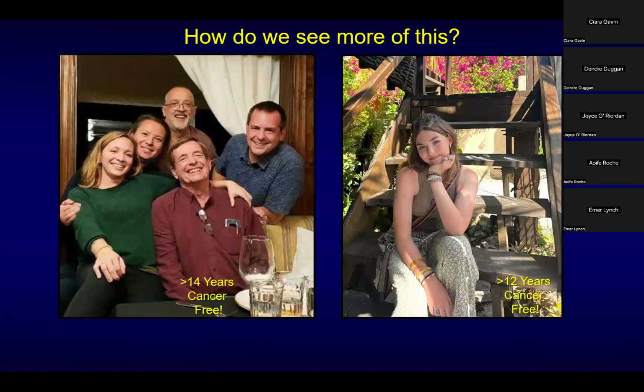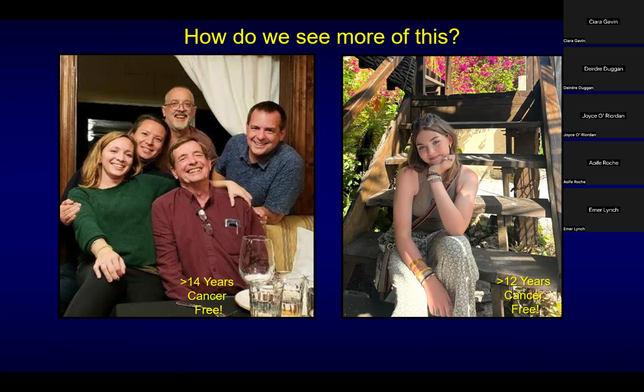Now, one of the first three adults is shown on the left. He is now actually more than 14 years cancer-free. Emily, the first child, is 12 and a half years cancer-free and a sophomore at the University of Pennsylvania.